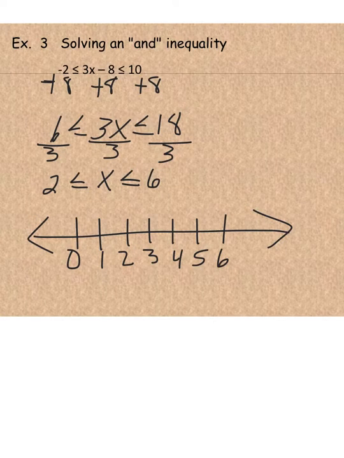And if we graph this on a number line, we're going to have a closed circle at 2 and a closed circle at 6. And all my solution set will be represented by all the values that are either equal to 2 or greater than 2 or equal to 6 and less than 6. So anything between 2 and 6, including the values 2 and 6, will be a solution of that inequality.